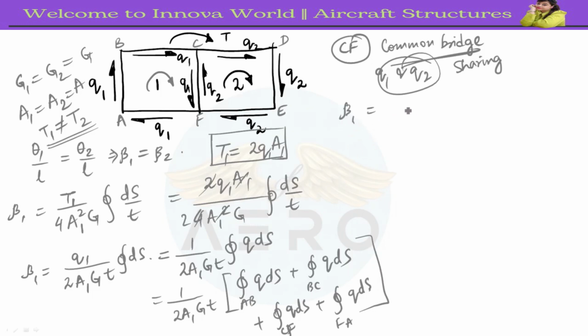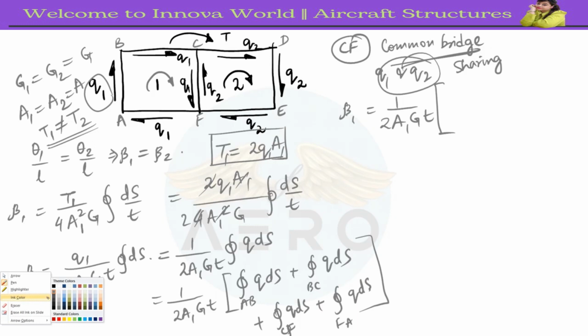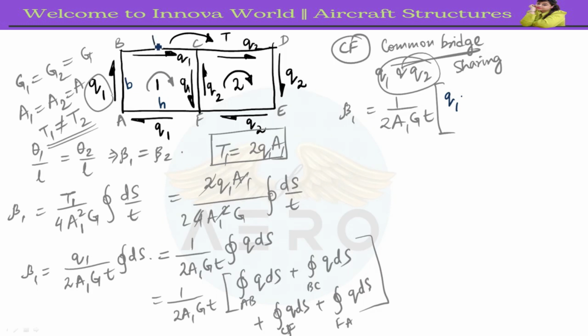So theta 1 equals 1 by 2A1 G t, which will remain constant. Now we need to look at what q is. First we find it for AB. For AB we have this q1. So we write q1 into ds. Our dimensions were b, h, h, b, h, b, h. So what is AB? The perimeter is b. So q1 into b.